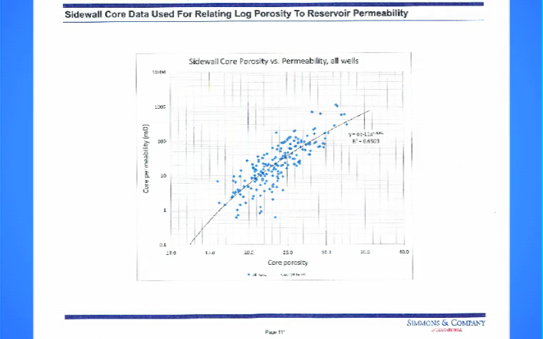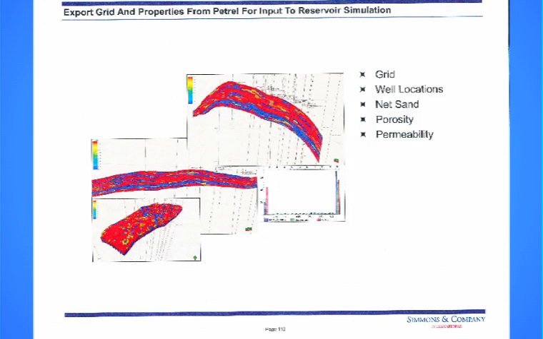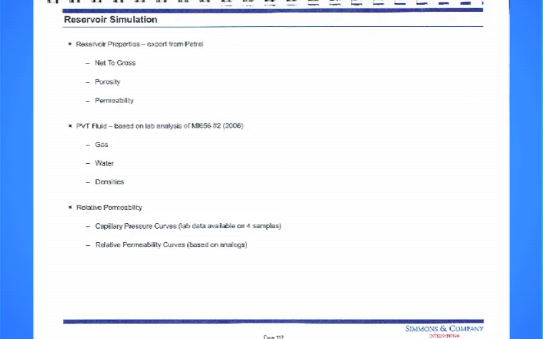The plot of sidewall core porosity versus permeability was used to develop the algorithm to populate the Petrel model with a distribution of permeability. The next image is the export grid and properties from Petrel for input to reservoir simulation. It shows several properties that were exported to Eclipse, and it also gives another indication of the heterogeneity of the reservoir. The next image is a page titled Reservoir Simulation, where we will now focus on the dynamic model.